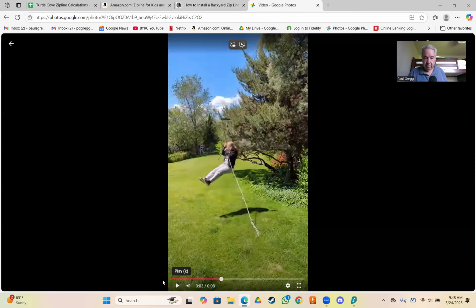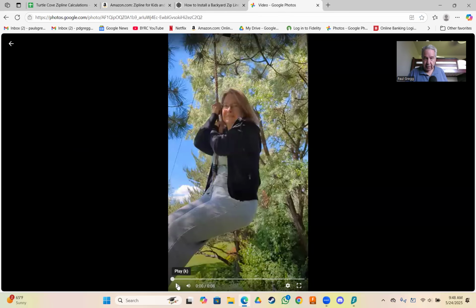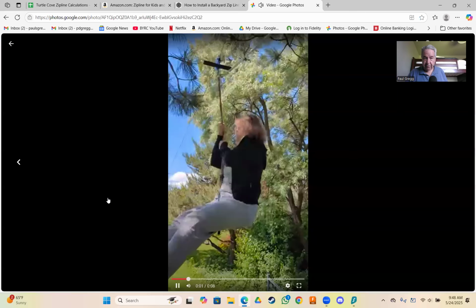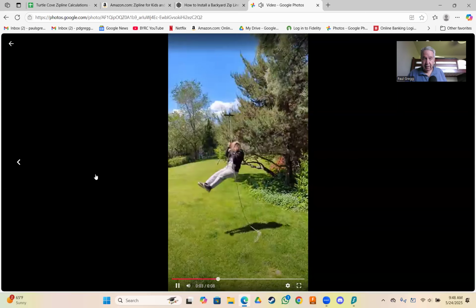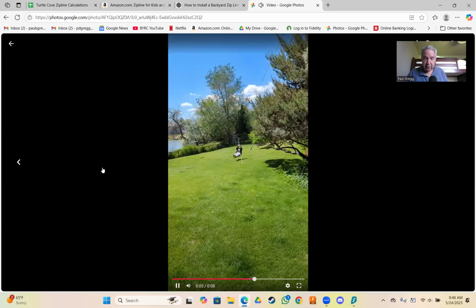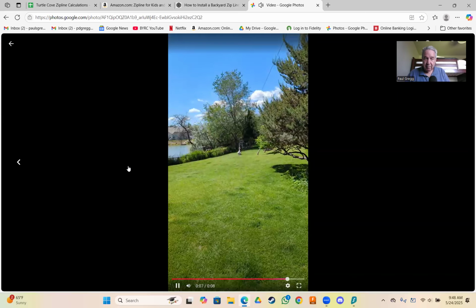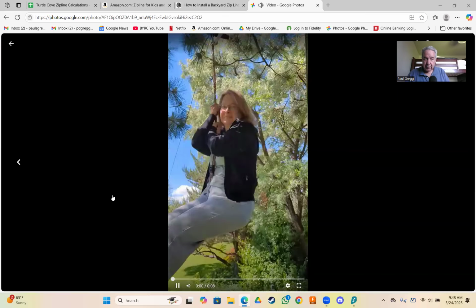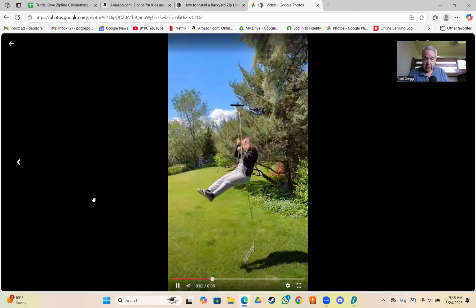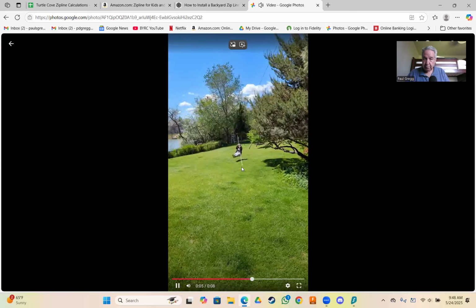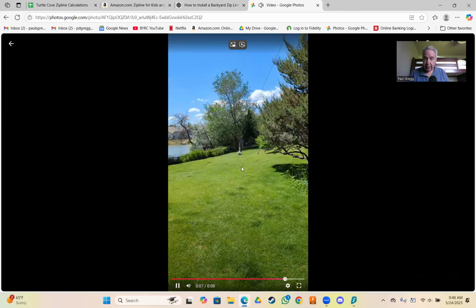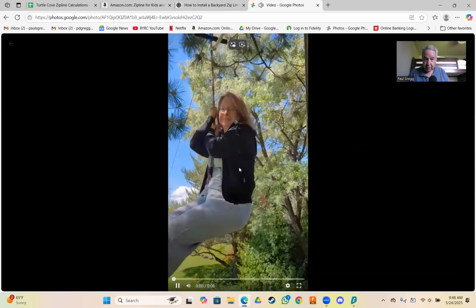This is our testing. Put it between these two trees. This is my wife. She's my test pilot. She wouldn't tell me how much she weighs, but that's it. You can see I have a rope on there, and I just pull the rider up so they don't have to be transferring from a platform to the little seat.